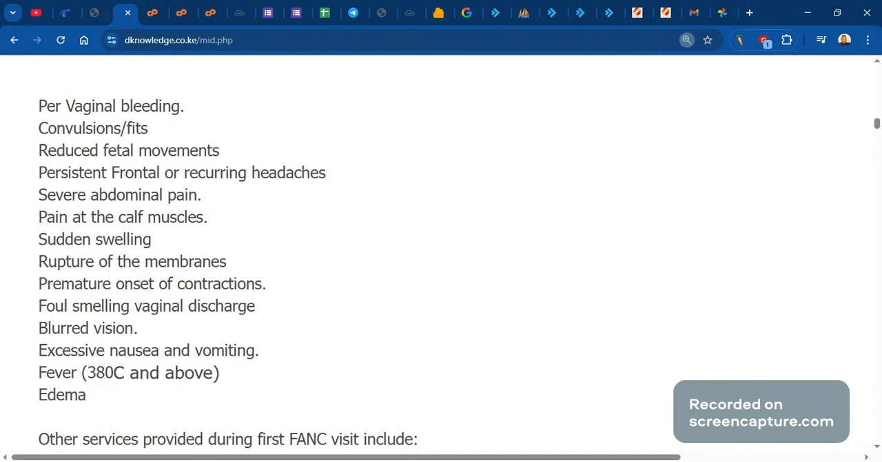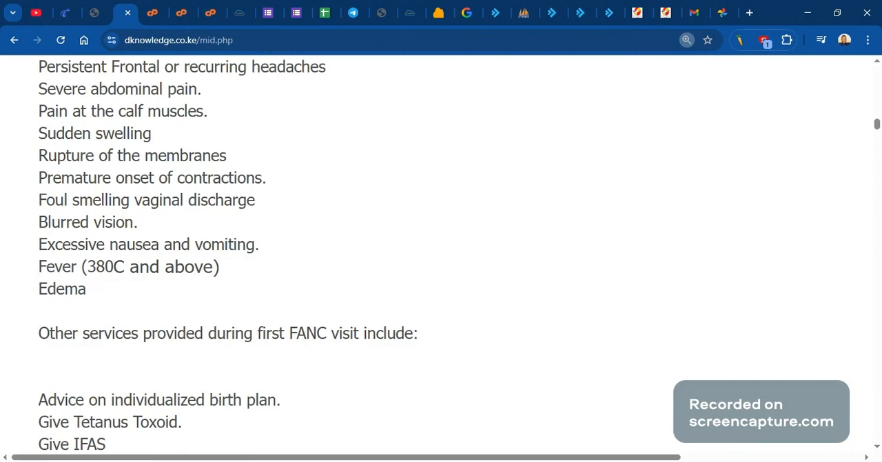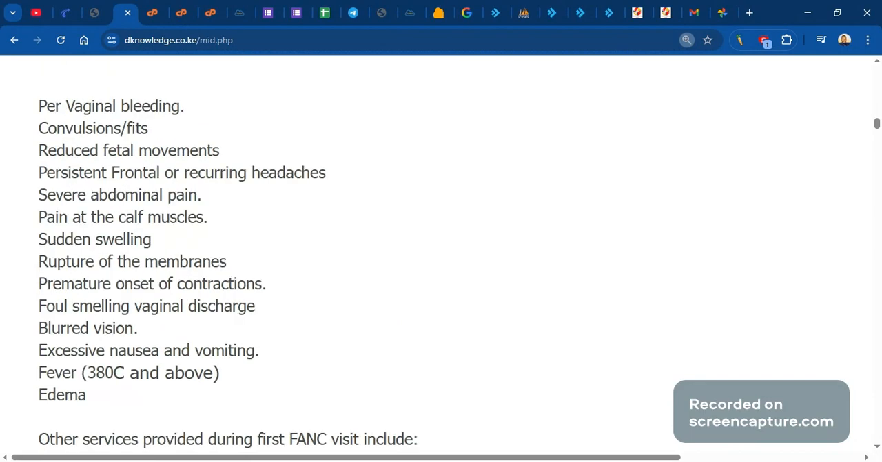Severe abdominal pain as well can be a sign of miscarriage or threatened abortion. Pain at the calf muscles indicates DVT, deep venous thrombosis. Sudden swelling of the body can show edema, and that is also a danger sign. Rupture of the membrane is also very dangerous, it can be premature rupture, which can result in premature delivery. Premature onset of contractions as well. Foul-smelling vaginal discharge can be a result of STI or any other infection. So those are danger signs.